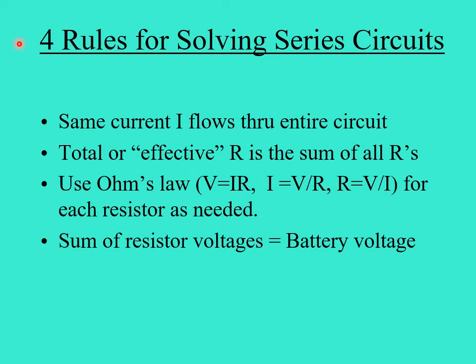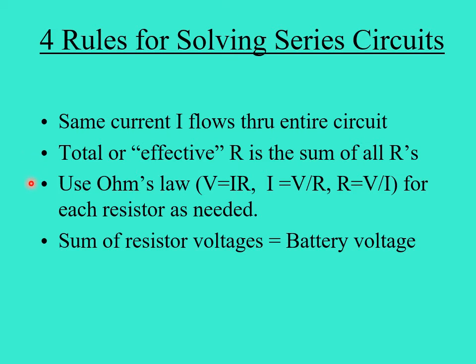So what we've done in the last several slides here is come up with a set of rules that allow us to solve any series circuit. The 4 rules are: the same current I flows through the entire circuit. That's rule number 1. The second rule: the total or effective resistance is just the sum of all the individual resistances. In other words, just add them all together.